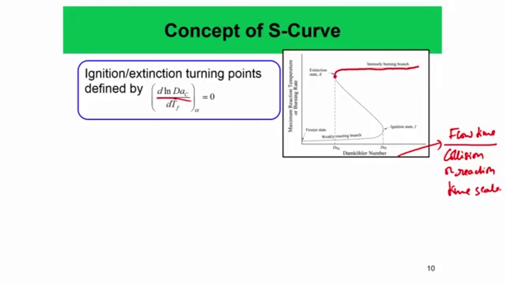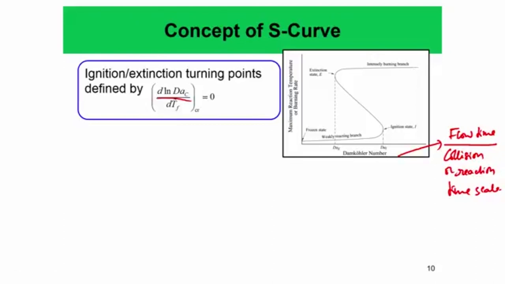But if you increase the velocity, then this intensely burning branch goes to this point, which is an extinction state, and from there it immediately goes down. It does not follow this path. So this is one thing: when you start from an intensely burning branch and reduce your damköhler number, you go to a state of extinction.